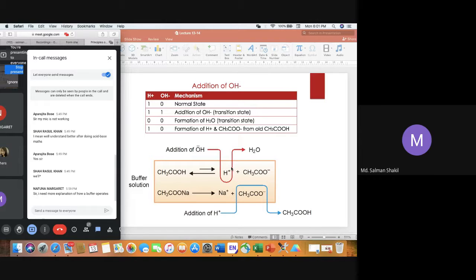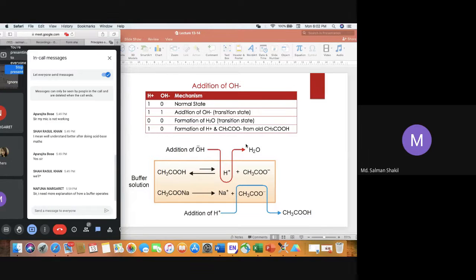Now what will happen if we add bases? Adding base means adding hydroxyl ion, right? Yes. So this hydroxyl ion will interact with the proton and form water. As it forms a neutral substance, the pH will not change that much. And water is actually present in this system because this is an aqueous solution. So water is a system component, and that's why the pH will not change that much.